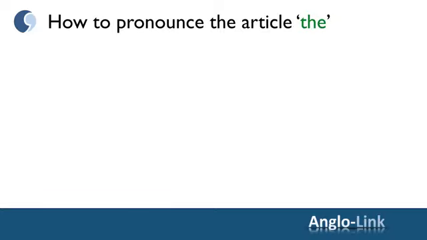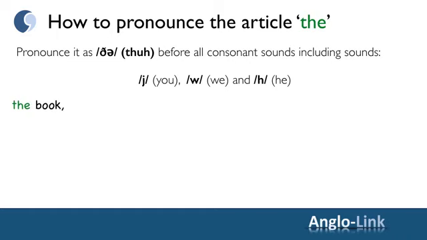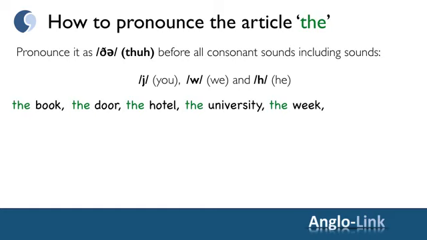Okay, let's look at the pronunciation of the article the. Pronounce it as "thuh" before all consonant sounds, including sounds y as in you, w as in we, and h as in he. For example, the book, the door, the hotel, the university, the week, the yellow bag.